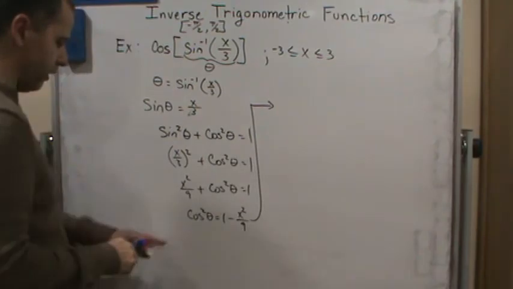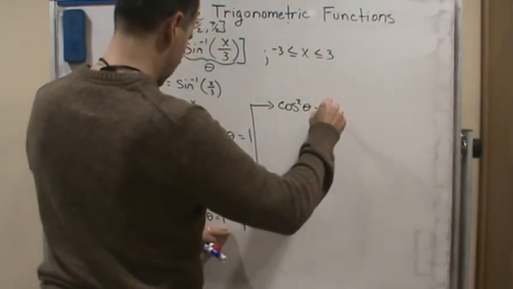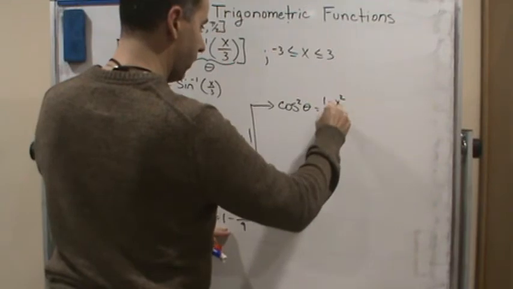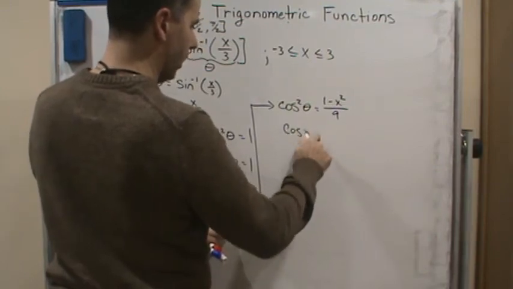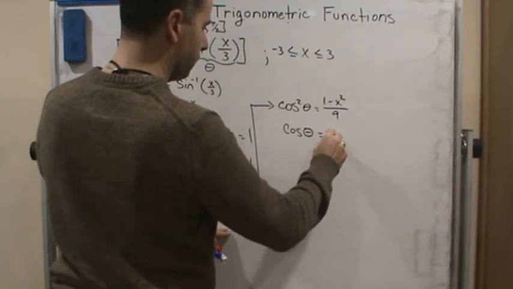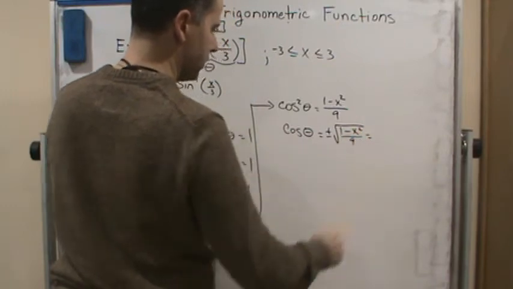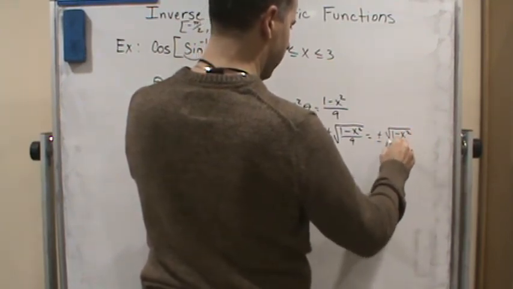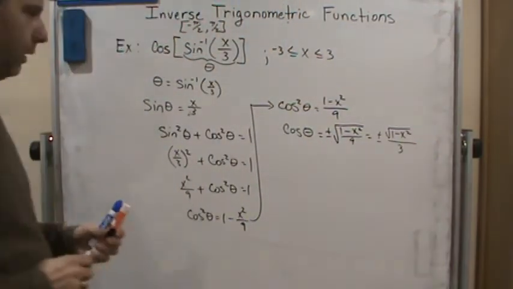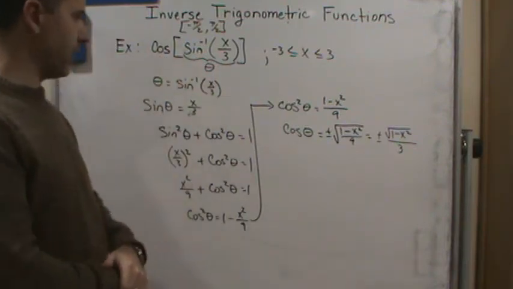So now I'm going to write this as cosine squared theta equals (9 minus x squared) over 9. If I take the square root of both sides, I get cosine theta equals plus or minus the square root of 9 minus x squared over 9, which then gives me plus or minus the square root of 9 minus x squared over 3. So guess what? I just found cosine theta.